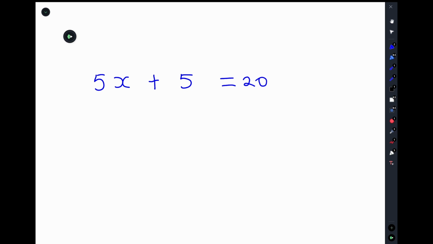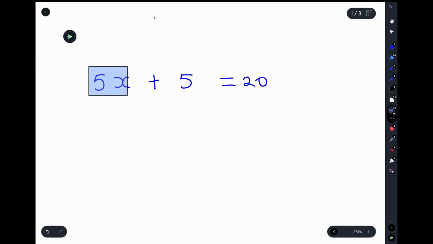So let us consider this equation: 5x plus 5 equals 20. 5x is really 5 multiplied by x. This is a contraction. This is considered one term. Plus 5, our second term, equal 20, our third term.